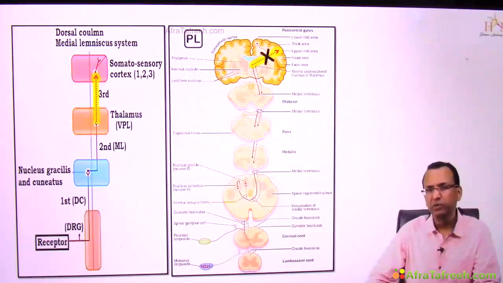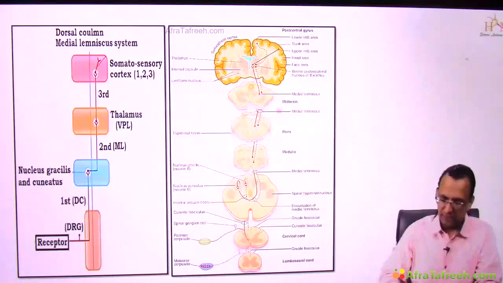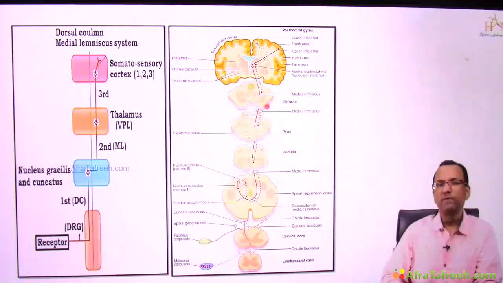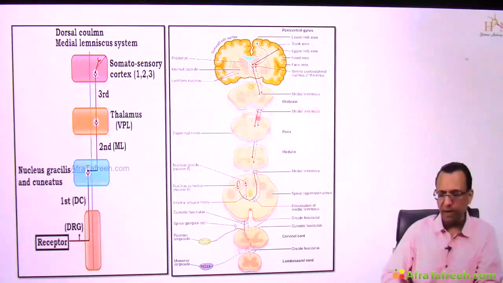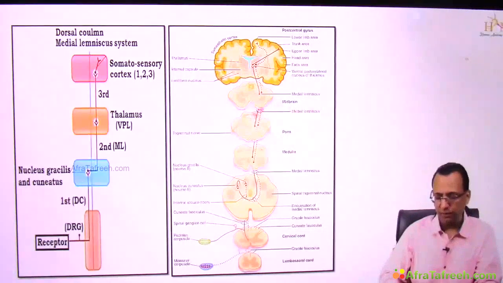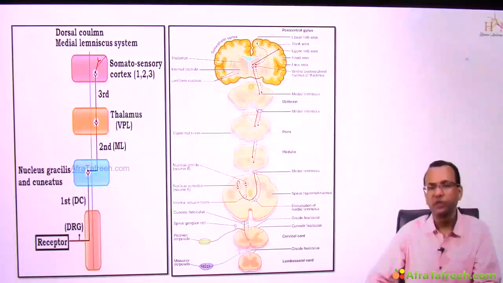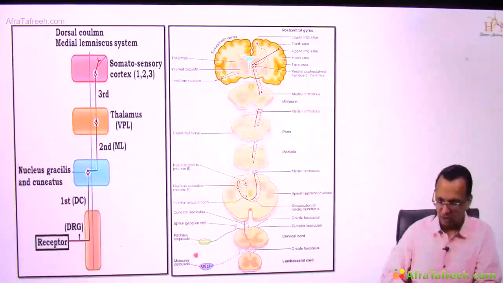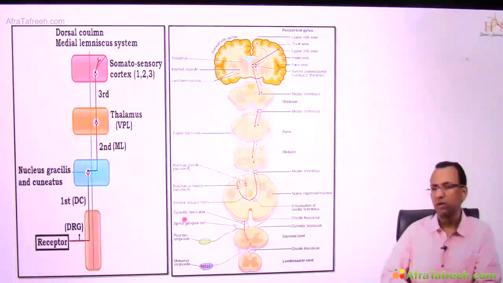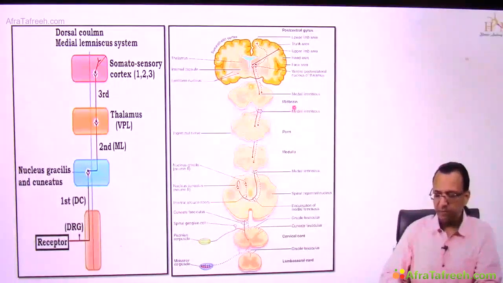Patient number two, I have medial lemniscal injury in the brainstem. So if you have medial lemniscal injury in the brainstem, again, the loss of tactile discrimination or maybe pressure vibration will be on the contralateral side, on the right side. This is patient number two.